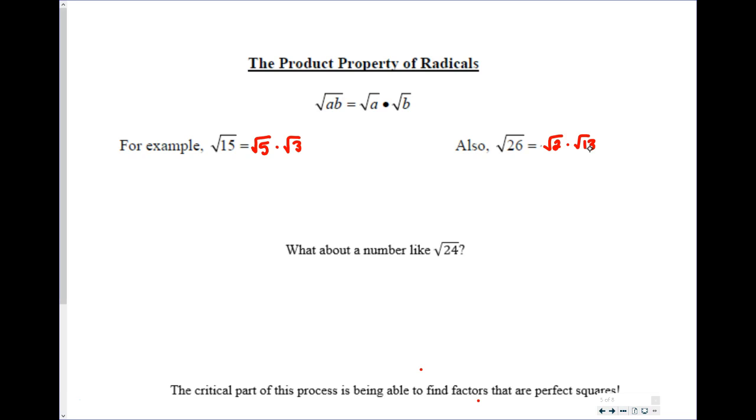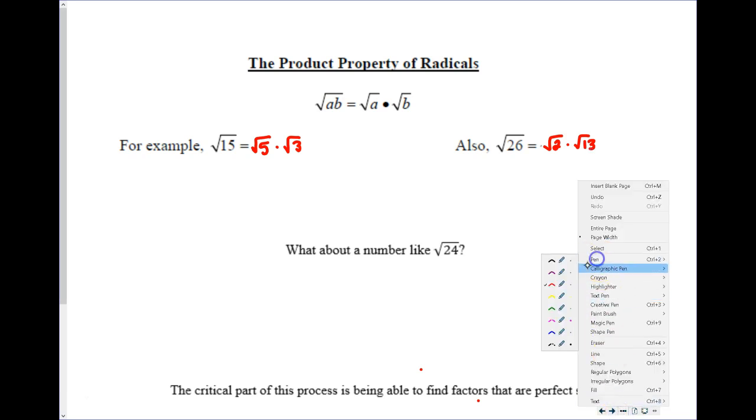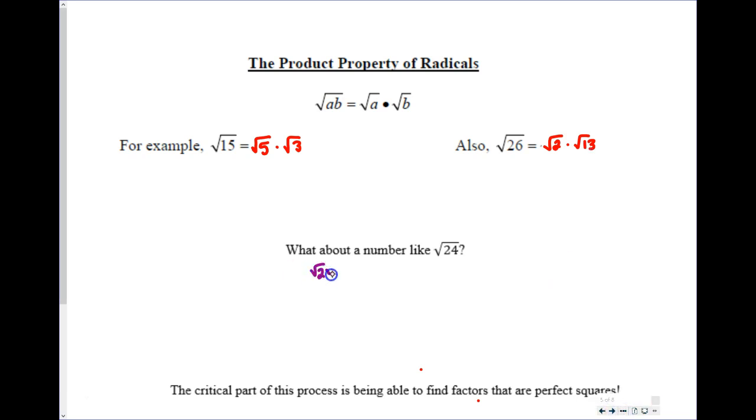So what about a number like the square root of 24? The square root of 24 has options. There are lots of factors of 24, and we've seen that in our factoring unit. So I could actually rewrite the square root of 24 in a number of ways. I could rewrite the square root of 24 as the square root of 2 times the square root of 12. I could rewrite it as the square root of 3 times the square root of 8. And I could also rewrite the square root of 24 as the square root of 4 times the square root of 6.